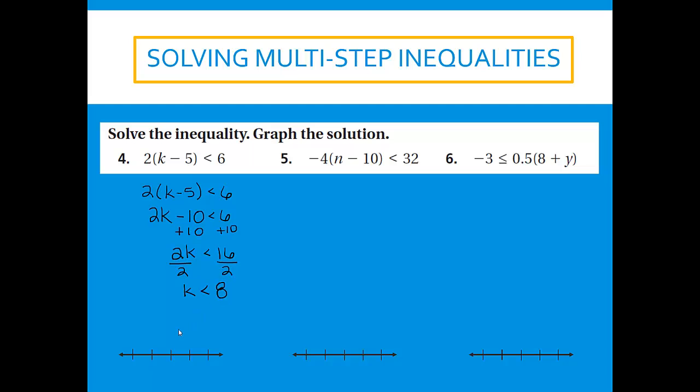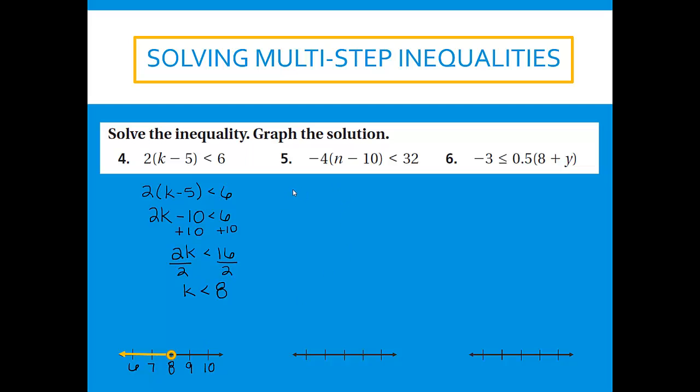Now we'll go ahead and graph this on the number line. So we'll have 8 on our number line, and then to the right we have 9 and 10, and to the left 7 and then 6. At 8 we will have an open circle because our symbol is less than, and the numbers less than 8 would be the numbers to the left. So we'll shade to the left.